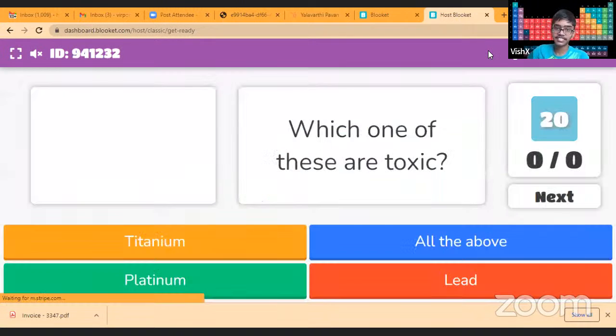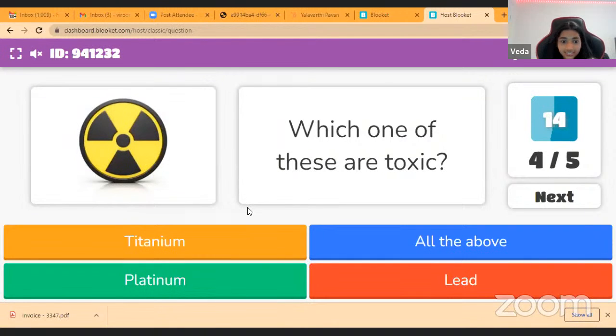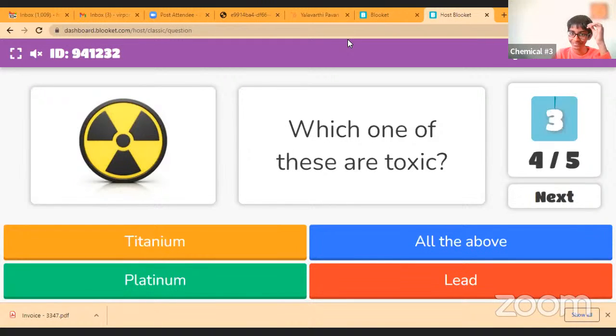Which ones are toxic? I'm gonna go all of the above because it's easy. Yeah, it's definitely all of the above. Are you sure? Definitely. Not saying that sarcastically. I'm just gonna say.